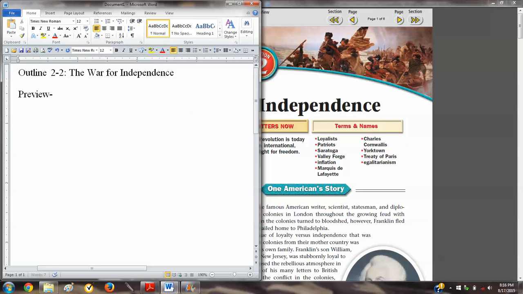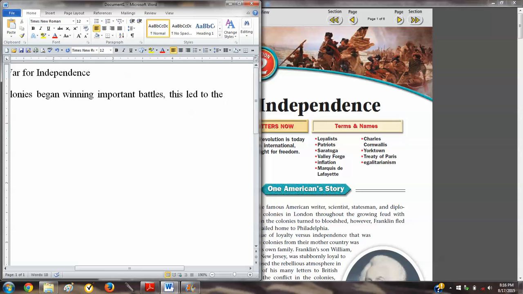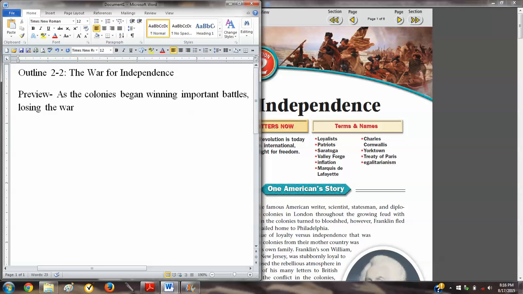So we have to say something like, as the colonies began winning important battles, this led to the British eventually losing the war. And you can say it in any way that you want. This is just specifically what I thought. You could put it as the colonies won, the British lost. The colonies began kicking butt, and the British ended up losing the war. Anything, as long as you put it in your own words.